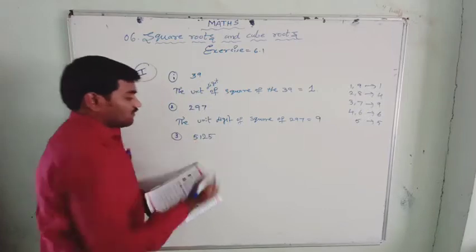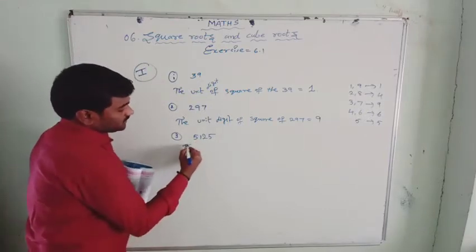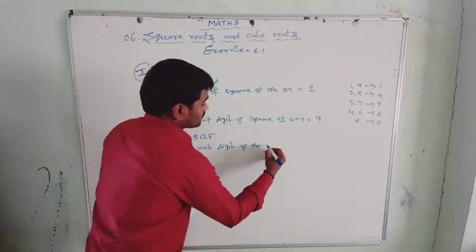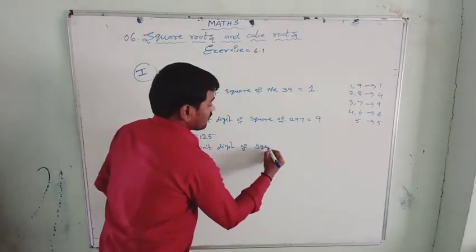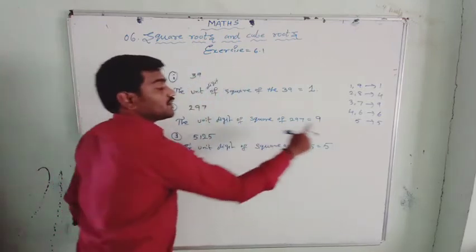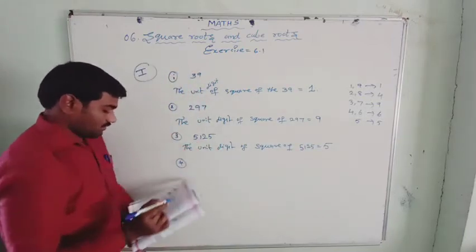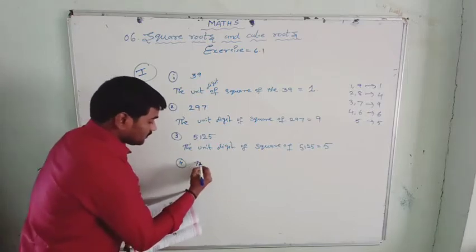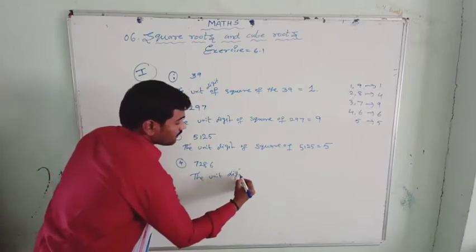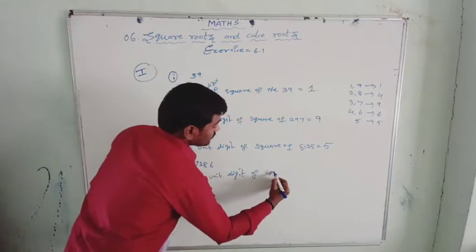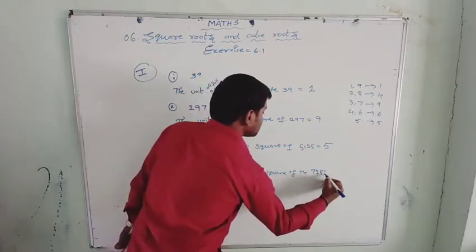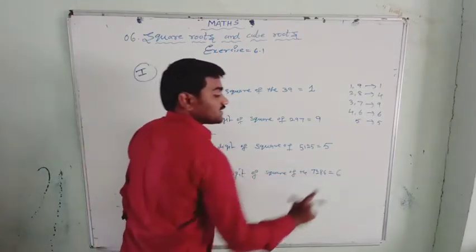Only one unit digit we have to write. 5125: the unit digit of the square of 5125 is always 5. 5 always ends with the unit digit 5 only. Then next, 7286: the unit digit of the square of 7286 is 6. 6 always ends with the digit 6.